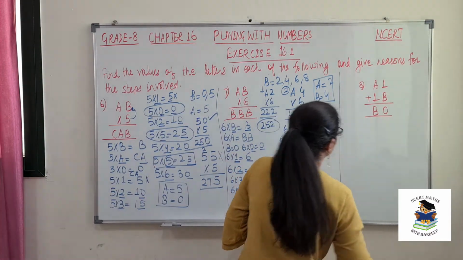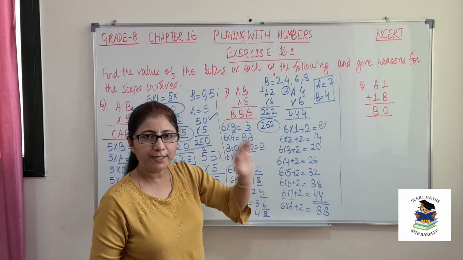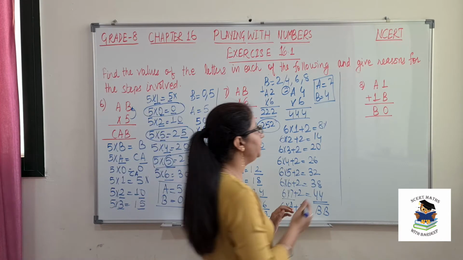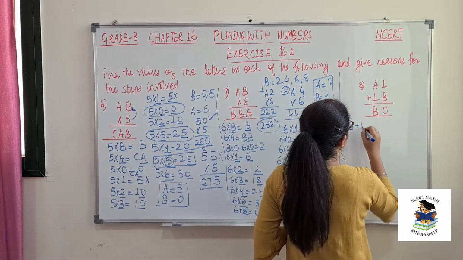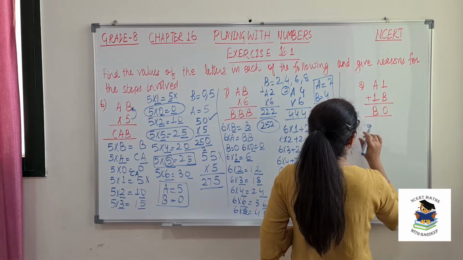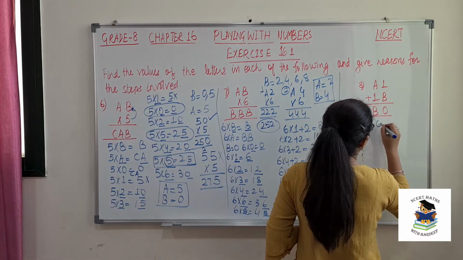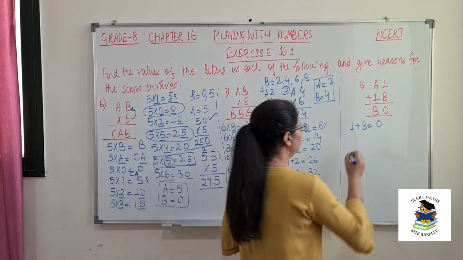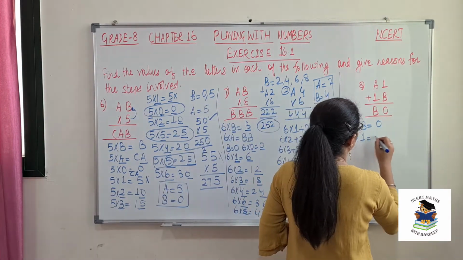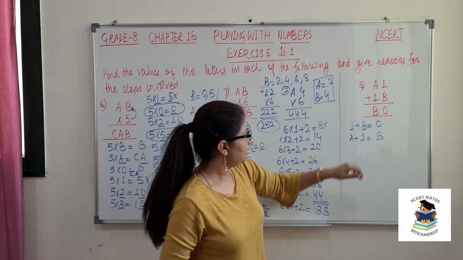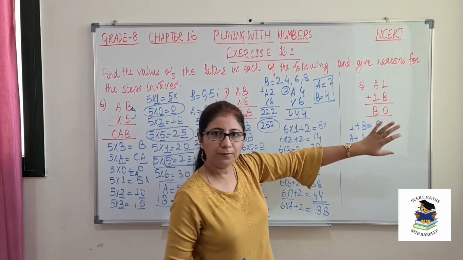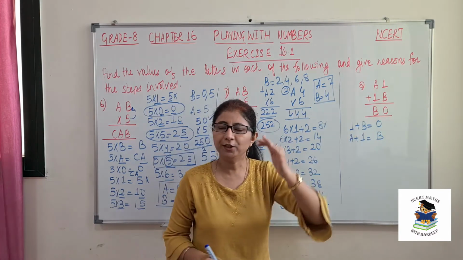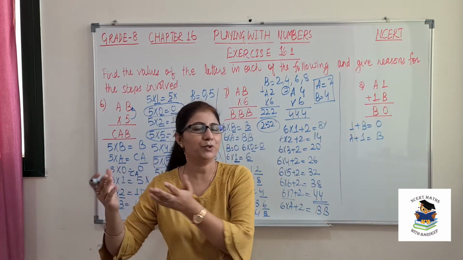So let's move on to the 8th one. This is quite simple. 8th question, that is A1 plus 1B is equal to B0. So 1 plus B should be equal to 0, and second is A plus 1 should be equal to B. So now I can see that 1 plus something should be equal to 0. We can see here that something should be added to 1 to get answer as 0. So 0 is not possible.